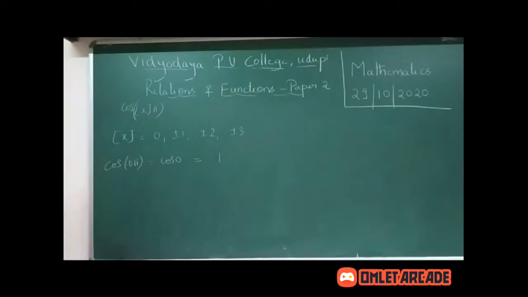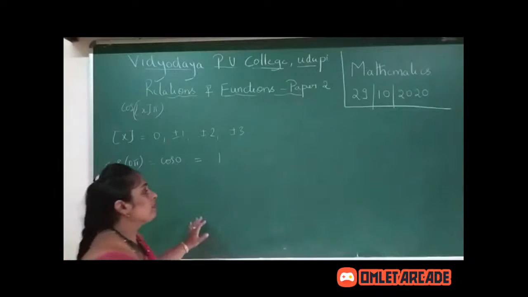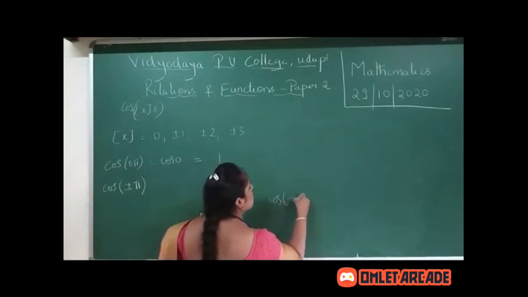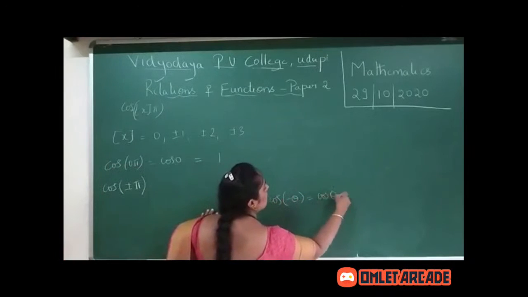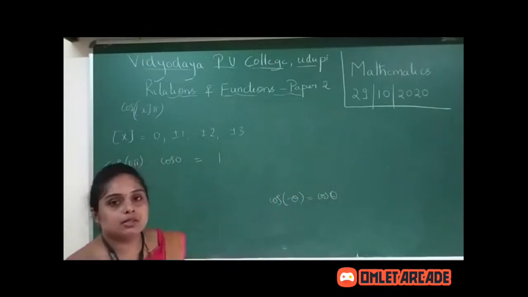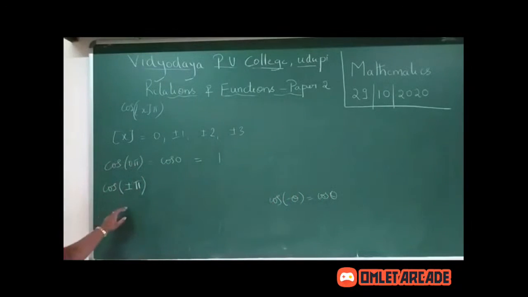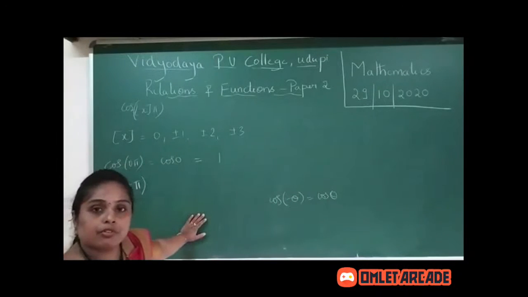Let us see some other values also I can get. Cos of plus or minus 1 into pi will be cos pi. And you know one more thing. Cos of minus theta is the same as cos theta. Plus or minus, they are one and the same. Okay, and you know the graph of cos theta is a mirror image of each other.